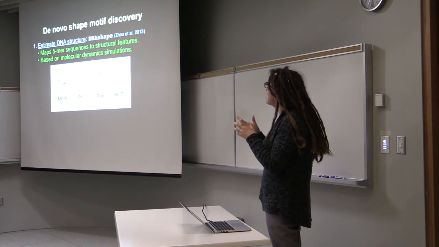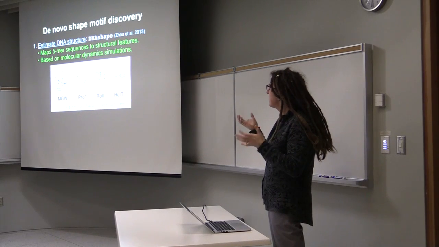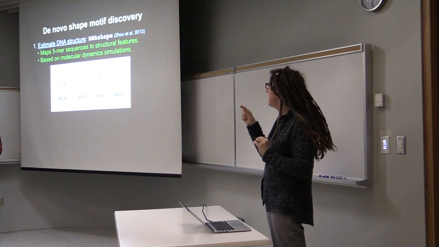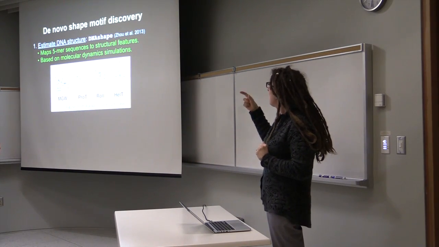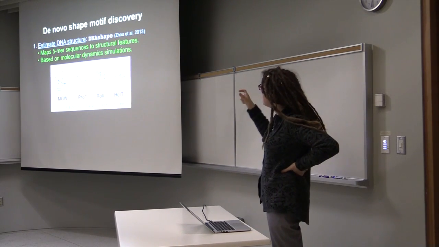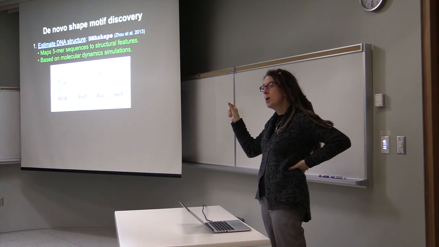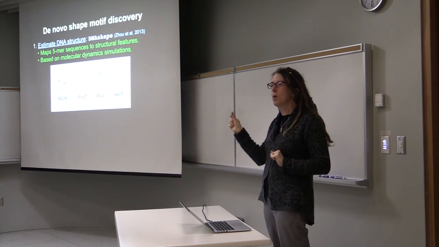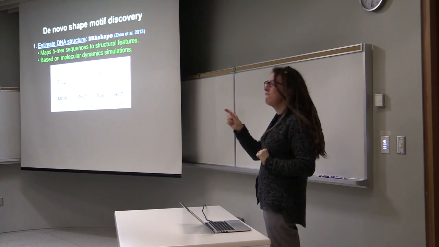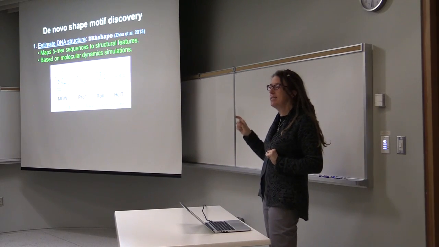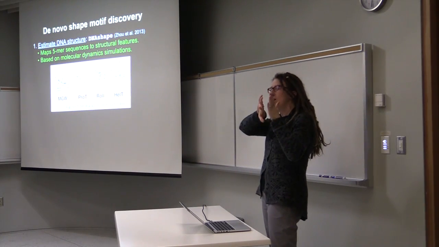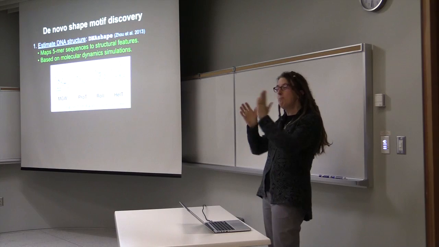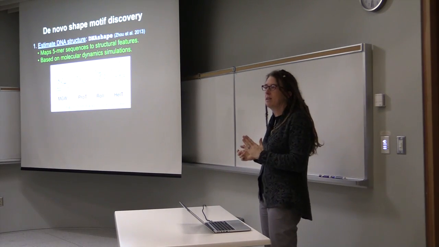And what the Rose Lab showed, through molecular dynamics simulations, is that you can predict or quantify the values of these features in five base pair windows. Flanking sequence outside of those windows is not particularly important. So this allows a very efficient translation of the nucleotide sequence into a vector of four shape features at every position along the entire genome.